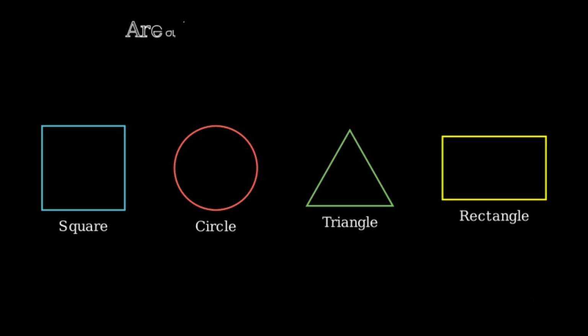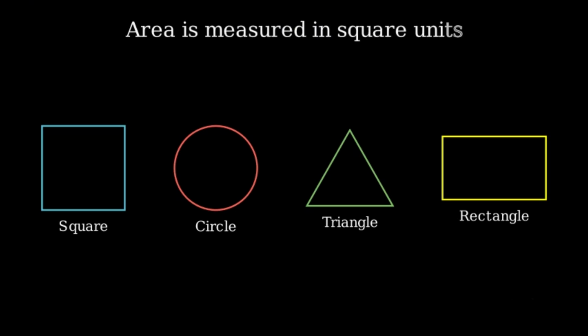To measure area, we use what we call square units. Think of it like covering a floor with identical square tiles. We would count how many tiles we need to cover the entire floor. Let's focus on our blue square and see how we can find its area.